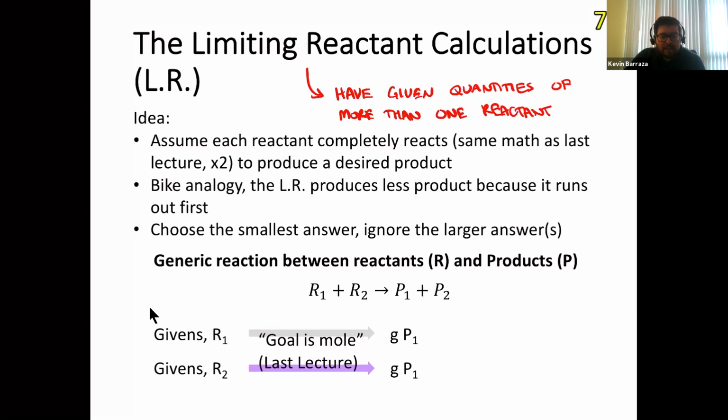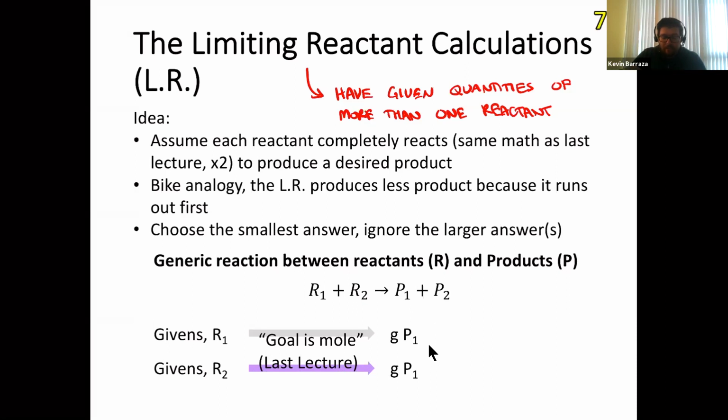We're going to start with the givens for one of the reactants, and then go through the math to turn it into an amount of product. In this case, product number 1. Then we're going to compare it to how much product we make with the other reactant. So that means take the givens for reactant number 2 and do the same math as in last lecture to get it to product number 1. We have to compare the same thing. And that's how we do this. We choose the one that gives us less product.